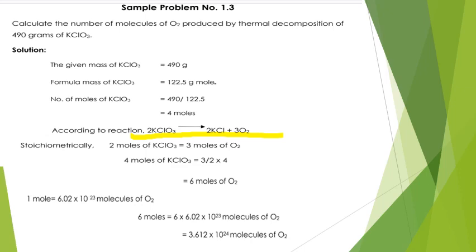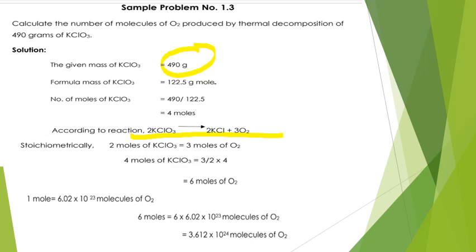oxygen gas. According to the data, you are given the mass of KClO3, that is 490 grams. The formula mass of KClO3, as it is an ionic compound, is 122.5 grams. Potassium has atomic mass 39, chlorine 35.5, and oxygen 16. Multiply it with the three atoms so that you will get your desired grams of the substance.